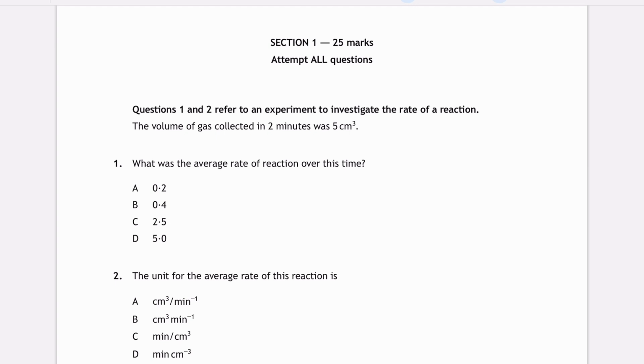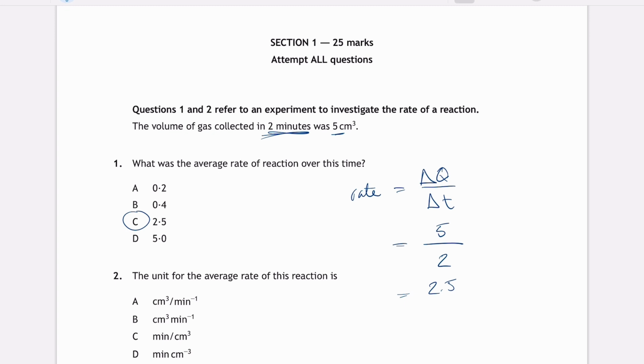So we'll kick off with question 1. The information up here is used for questions 1 and 2. The average rate of reaction, remember, the average rate is always the change in quantity over the change in time. I always like to put the time in first because that's the easiest number to spot because it's the units we're most familiar with. So you can see the time is 2 minutes, so that means there's a 2 on the bottom. That means the other number is the quantity, which is 5. So then we have 5 divided by 2, which is 2.5. So that would be C.